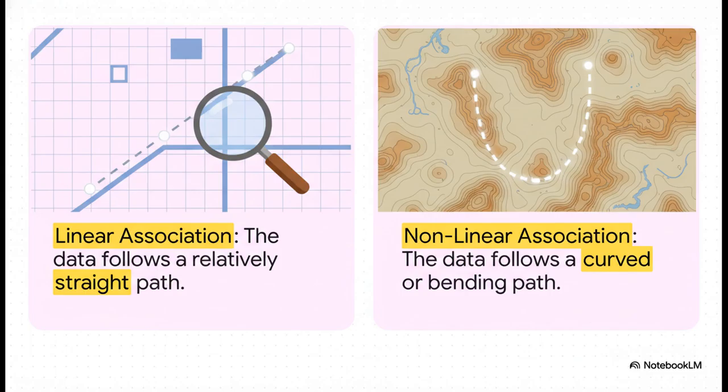A linear association is pretty simple. It means you could take a ruler and draw a single straight line right through the heart of the data. It's predictable. But a nonlinear association, that's a whole different animal. The path curves, it bends, it might even change direction. It's more like a winding road.